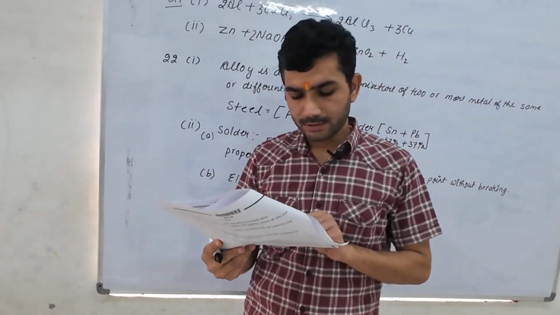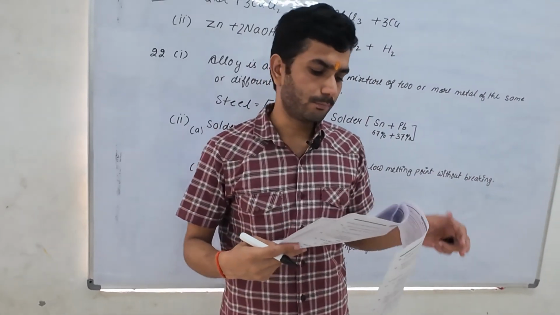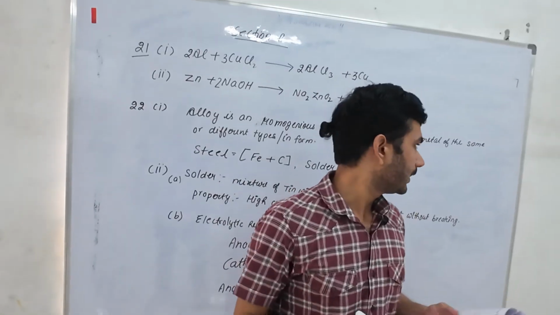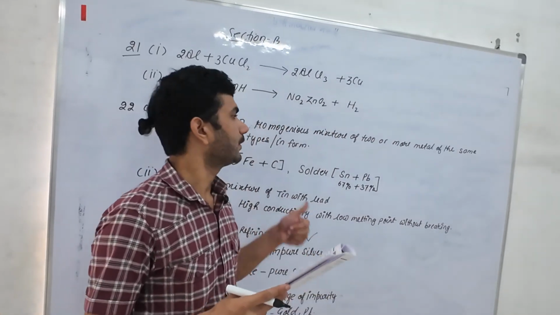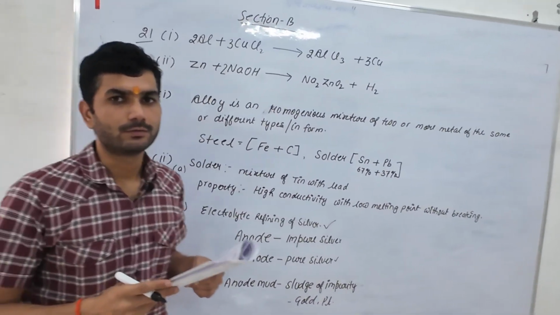Now we will move toward the next question, question number 25. This is a numerical portion. For this we need to erase this board, then after that we will stop.